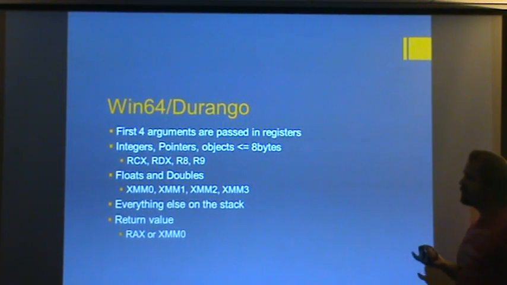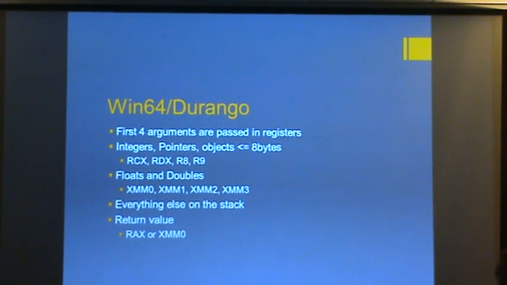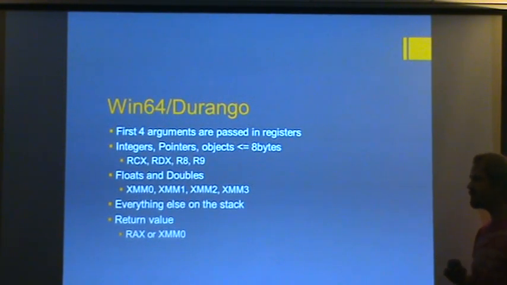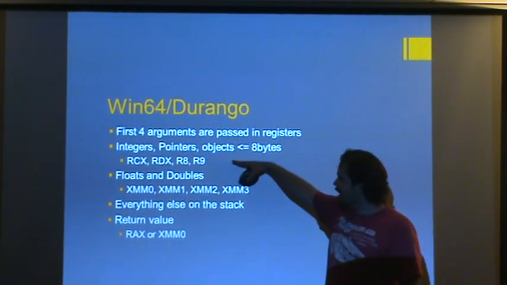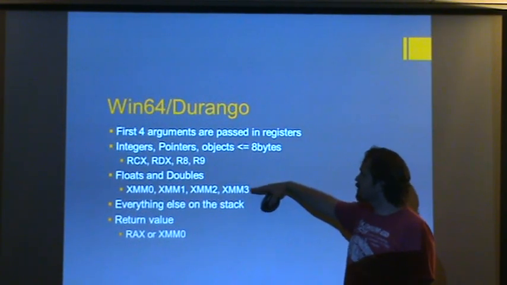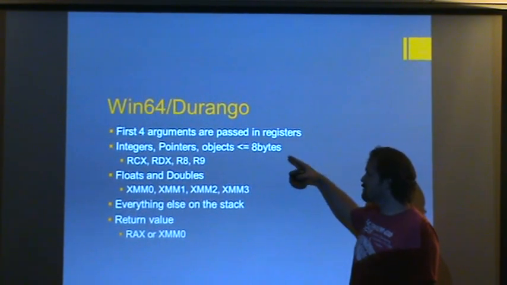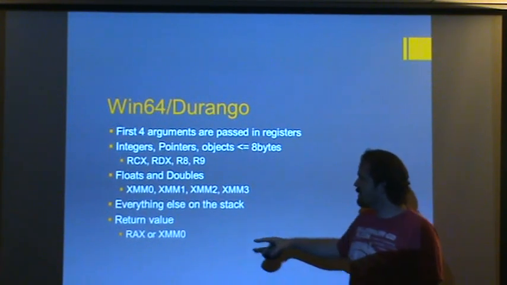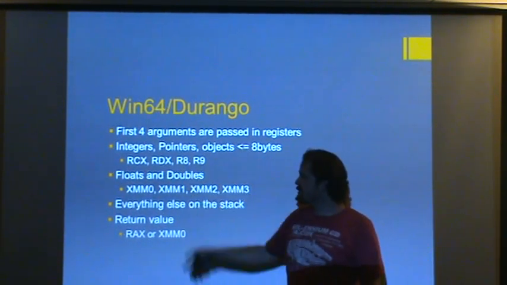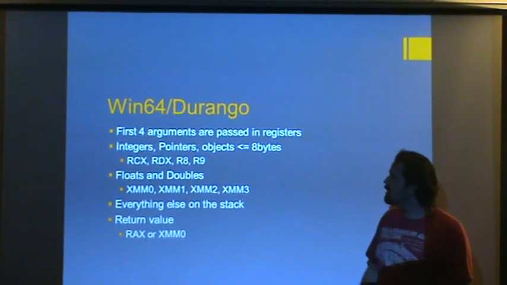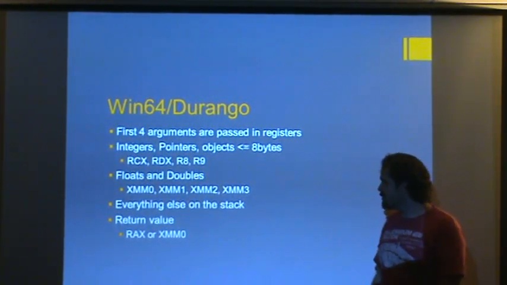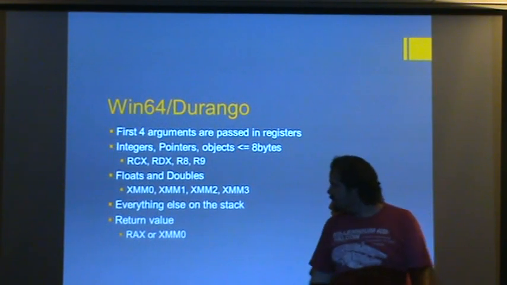Windows 64 and Durango share the same ABI for the most part, at least as far as this is concerned. It's a big improvement over the 4 or 5 calling conventions they had on 32-bit. It's still a little bit limited, but the most important thing is that values can now be passed in registers. So the first 4 integers, pointers, or objects that are less than 8 bytes get passed in through these 4 registers, and they'll always be passed in those 4 registers. And if there are floats and doubles, they'll be passed through XMM0 to XMM3.